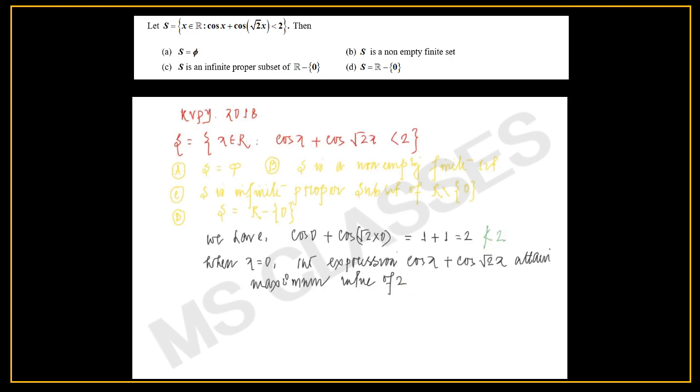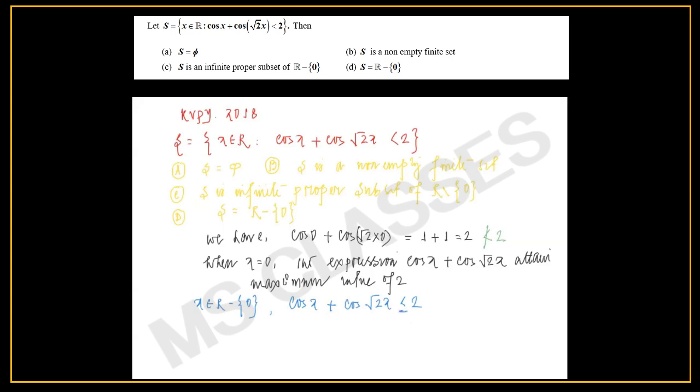So for any other x belonging to R minus 0, what will happen? Then we can understand that cos x plus cos root 2x is less than 2. If we take the equality condition, equality is possible only when both are equal to 1.